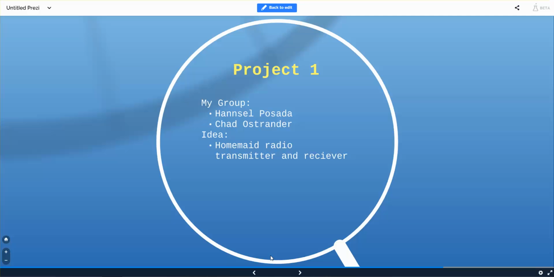For our Project 1, my group was with Hansel Posada and Chad Ostrander. Our idea was making a homemade radio transmitter and a receiver to receive the radio waves from the transmitter to listen to the music from the receiver.